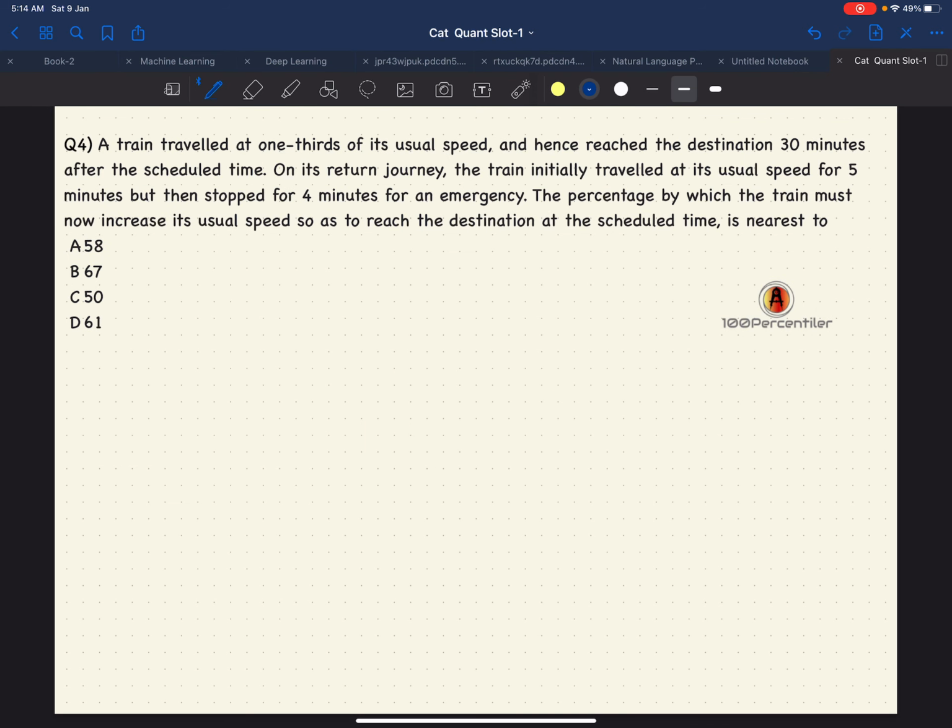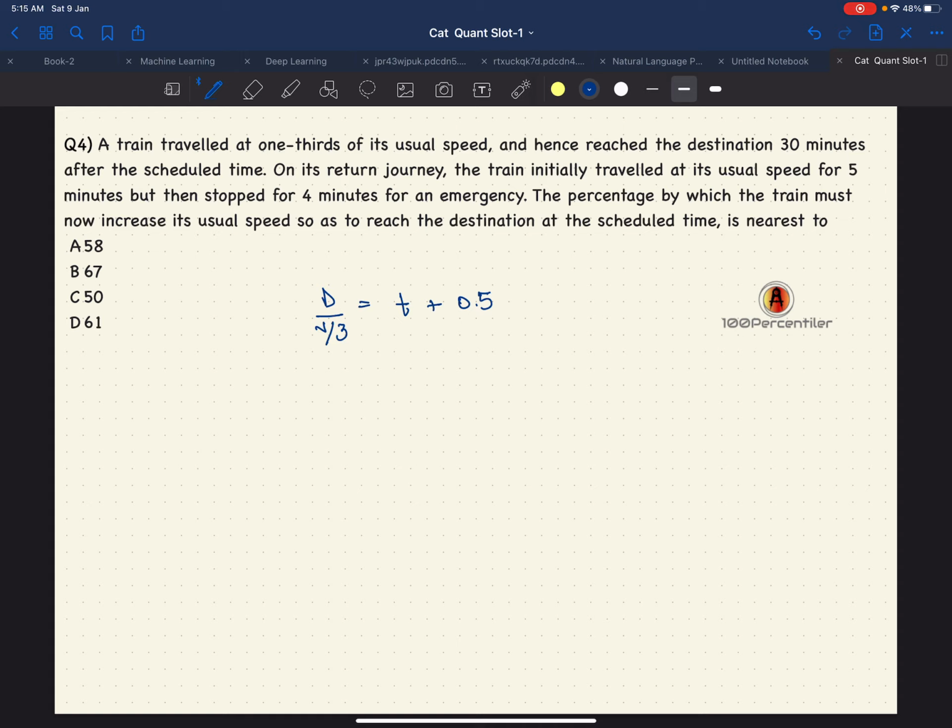Looking at the fourth question, we are given that a train traveled at 1/3 of its usual speed and hence reached the destination 30 minutes after the scheduled time. So let's say it normally takes t hours to complete its journey, but now it's taking t hours plus 30 minutes. 30 minutes is nothing but 0.5 hour. And the total distance it covers is d, but the speed here is 1/3 of the usual speed, which is v upon 3. Now on its return journey, the train initially traveled at its usual speed for 5 minutes.